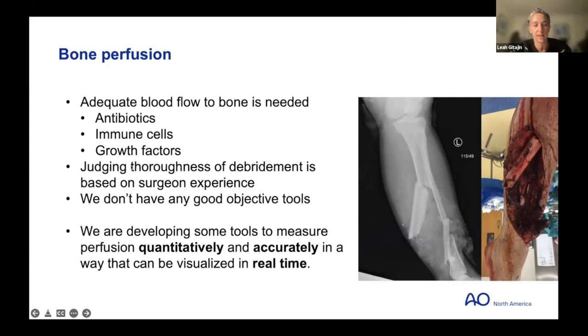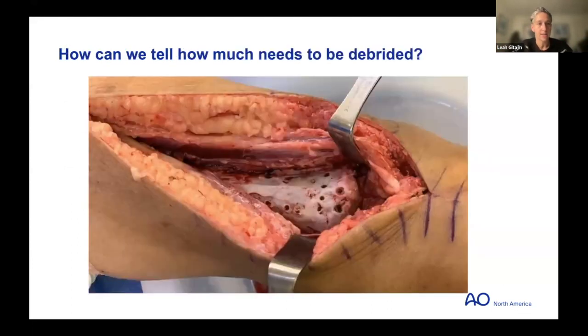And so we're working to develop some tools to measure bone perfusion quantitatively and accurately in ways that can be visualized in the operating room in real time. This is an infected non-union patient from a partner of mine. You can tell that there's not a tourniquet out. This bone just looks dead.